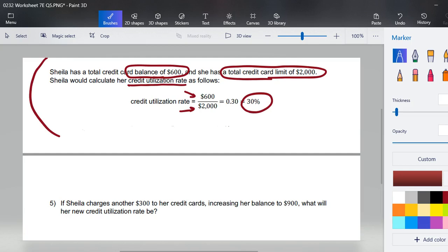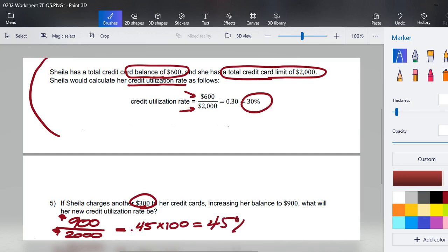If Sheila charges another $300 to her cards, that means her balance is going to now be $900. So what is her new credit utilization rate? So changing the numerator to 900, I'm now going to take 900, divide it by 2,000. I'm getting 45 hundredths. When I multiply by 100, that gets us to our credit utilization percentage.